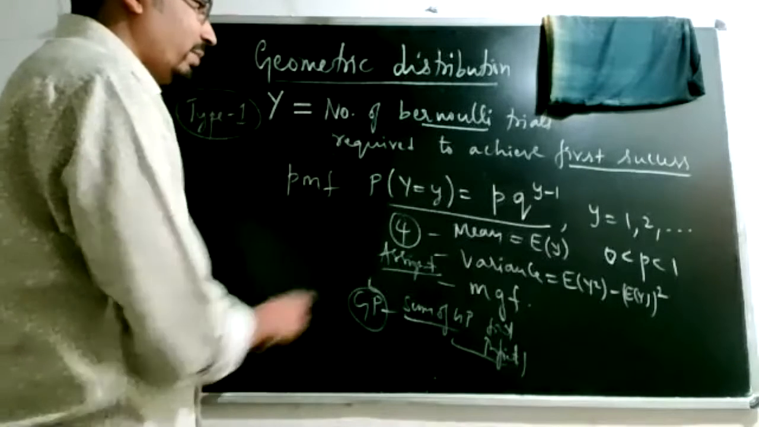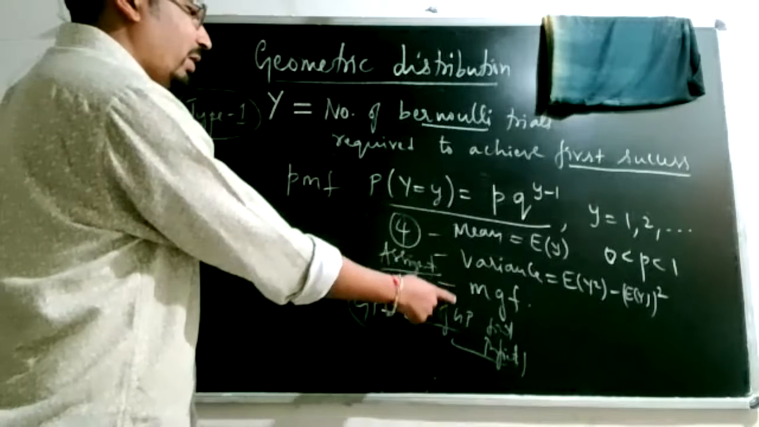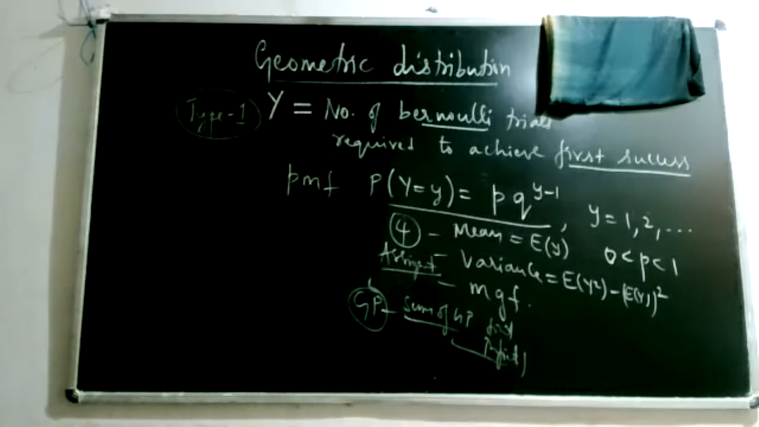Fourth question of the assignment. This is the PMF. Compute the mean, variance, and MGF for this PMF.